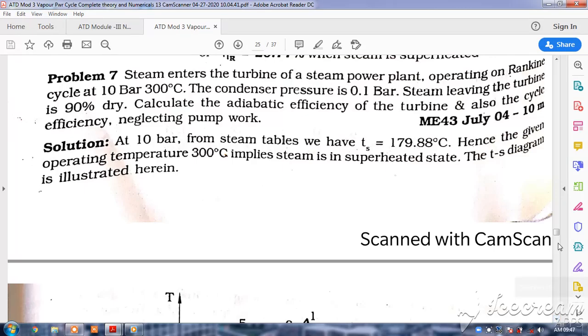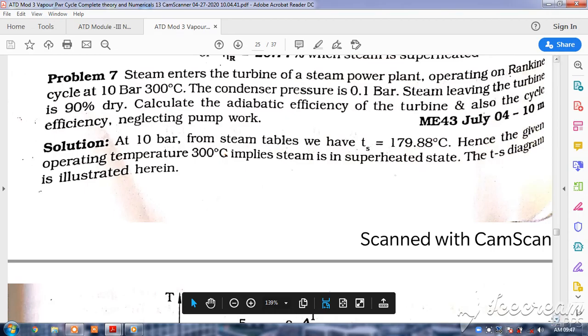Asked in VTU exam for 10 marks. See, here he has given the inlet condition as 10 bar, 300 degrees centigrade. So let us see what the situation is, whether it is saturated or superheated steam. And second, condenser pressure also is given. Now the steam leaving the turbine is 90% dry, meaning the outlet condition is given, that it is 0.9 dry. Dryness fraction is given. So we have to find out the turbine efficiency and the cycle efficiency, and we have to neglect the pump work.